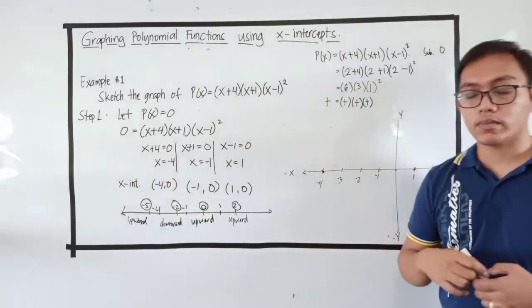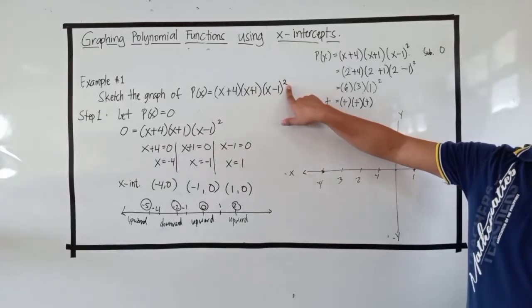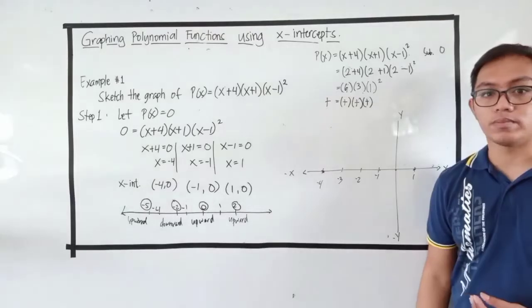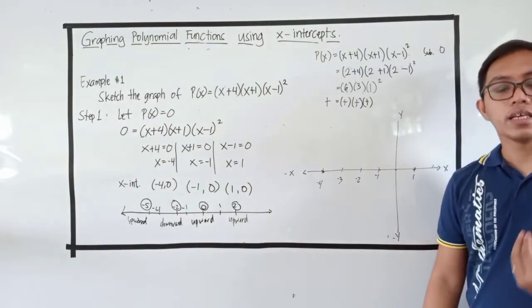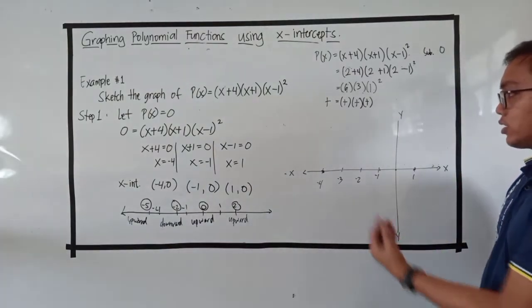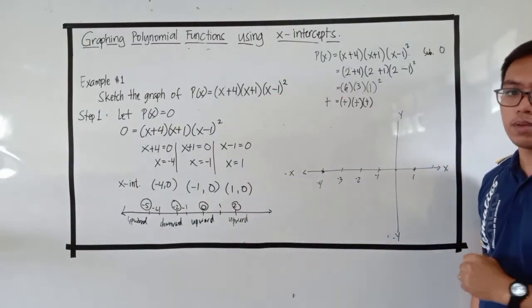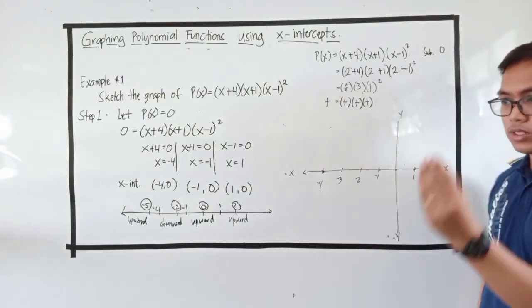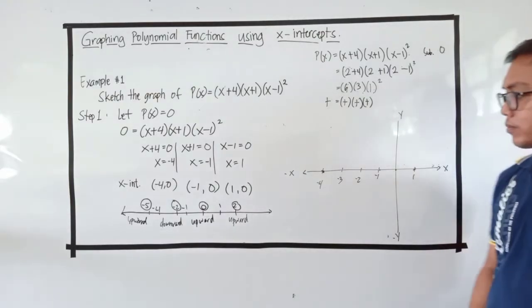Notice that in our given, x minus 1 is squared. Therefore, it has a multiplicity of 2. What does that multiplicity mean? It means that the graph tends to flatten as it reaches our 1, 0 point, because there's a multiplicity of 2. It will just be running on that particular point.